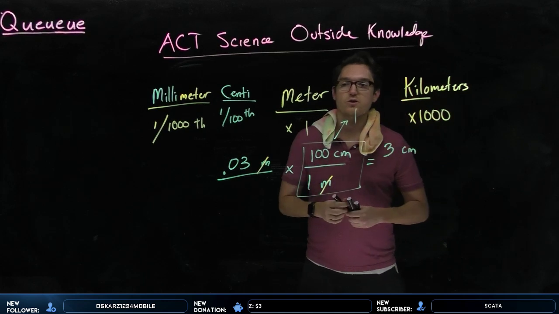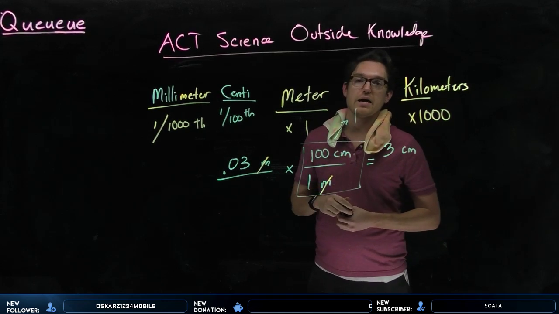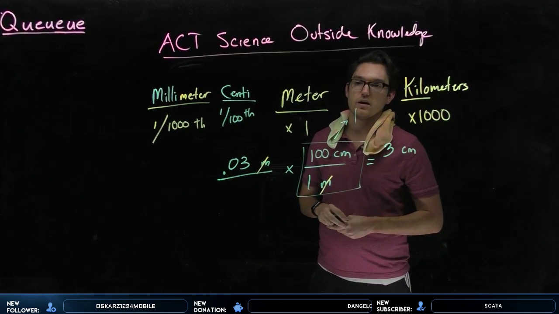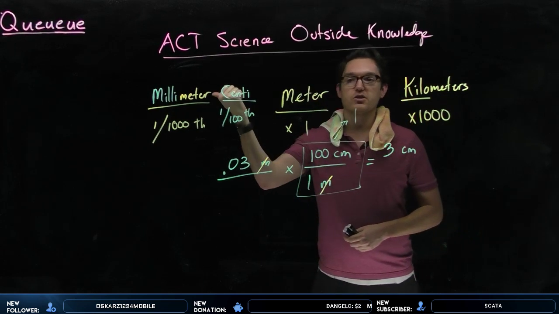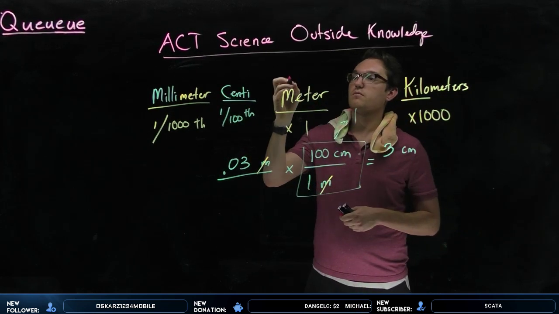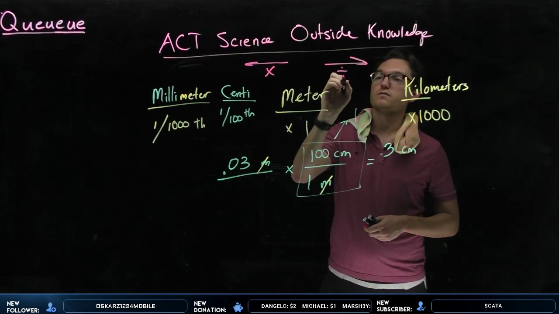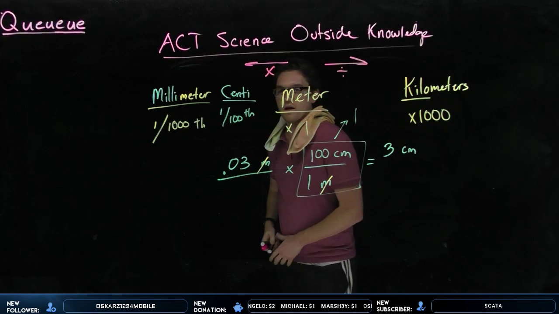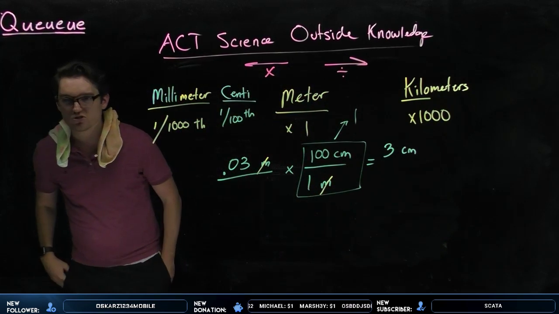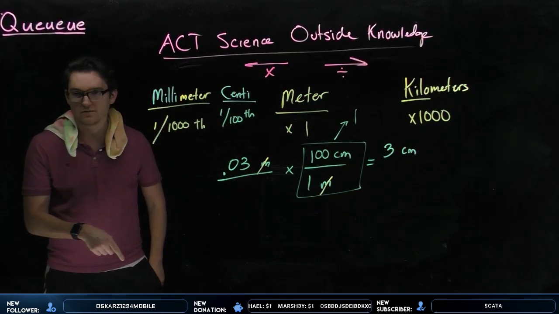Okay, if you wanted to turn meters into kilometers, you have to divide by 1,000 instead. So if you're going in this direction, you're multiplying. If you're going in this direction, you are dividing. Okay, metric prefixes. Dunzo, garbanzo, beans.